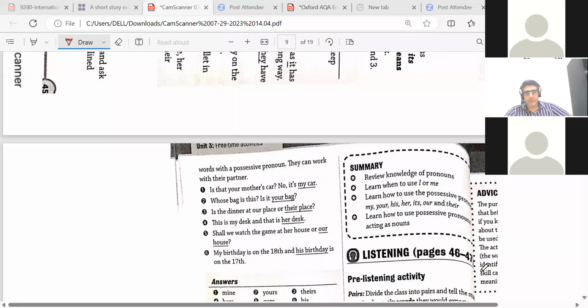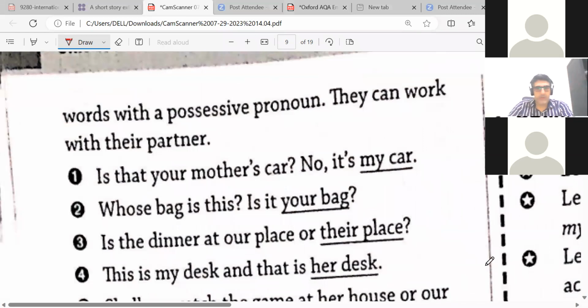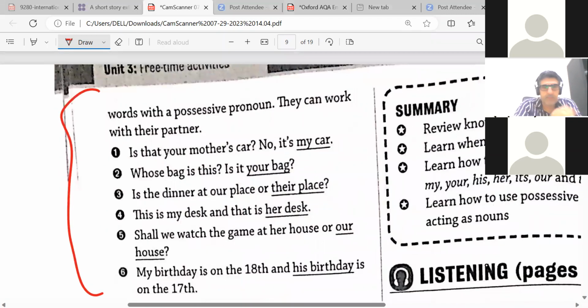Look, what should you do here? Use a possessive pronoun. They can work with their partner. Number 1. Is that your mother's car? No, it's my car. Guys, I don't like to write my car.